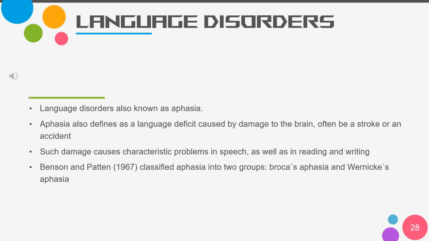Language disorders, also known as aphasia. Aphasia is defined as a language deficit caused by damage to the brain, often by a stroke or an accident, or maybe a tumor or cancer. Such damage causes characteristic problems in speech, as well as in reading and writing. Benson and Patton classified aphasia into two groups: Broca's aphasia and Wernicke's aphasia. But actually, there are many kinds of aphasia, like global aphasia, reading aphasia, and sign language aphasia.